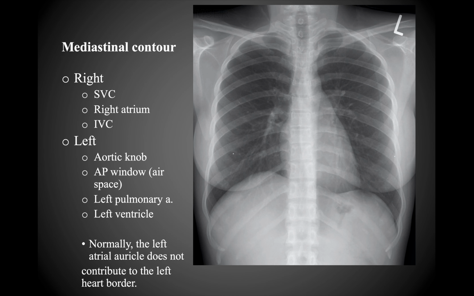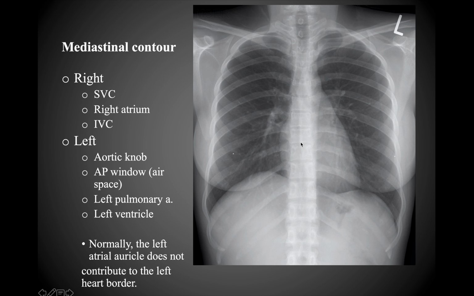So now coming back to mediastinal contours, again, it's very important to make sure that you're really comfortable with the normal mediastinal contours that you expect to see on a chest x-ray. So again, you should be able to make out the superior vena cava on the right side, the right atrium, which again, is always going to be forming the right border of the heart unless there's dextrocardia or situs inversus. You should be able to see the IVC also coming up and dumping into the right atrium there as well.